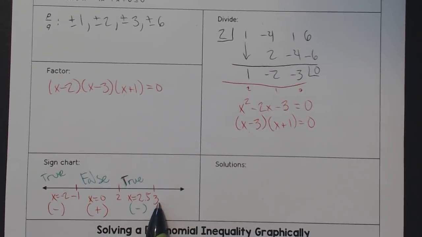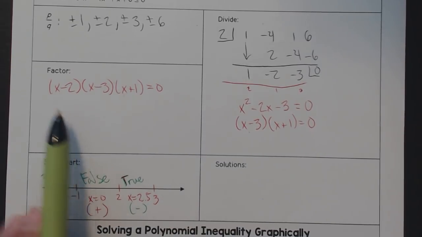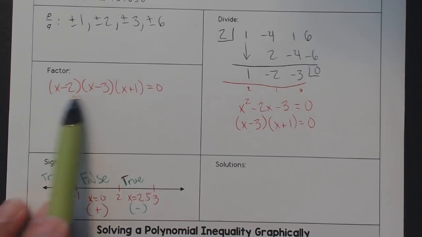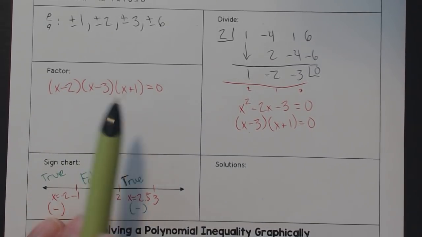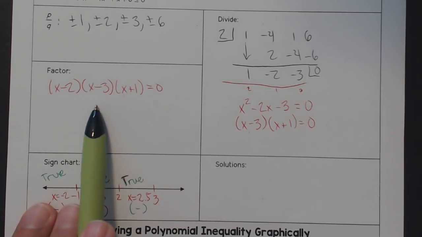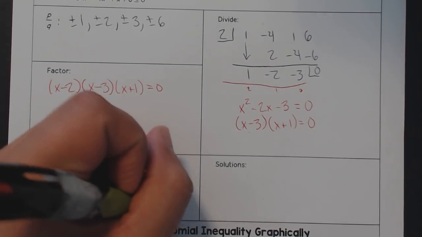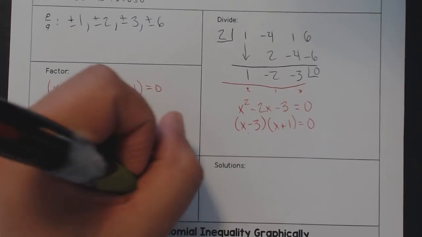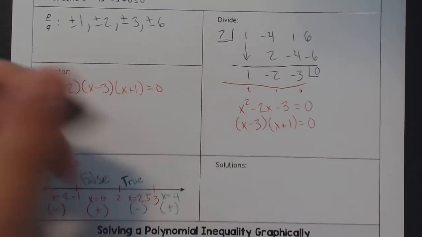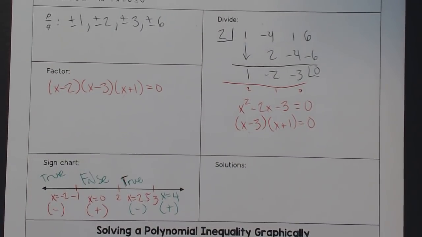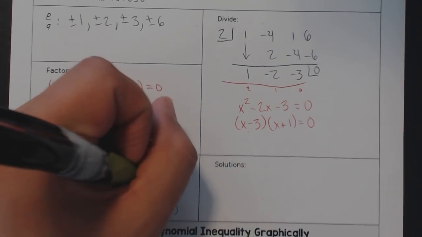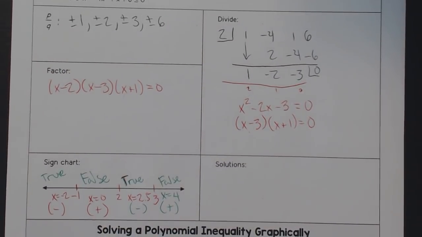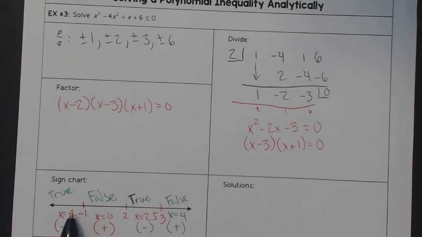We plug in something larger than 3. We can plug in 4. 4 minus 2 is positive. 4 minus 3 is positive. 4 plus 1 is positive. Positive times positive times positive. We get positive here, and that's for when x equaled 4. And since we get positive here, we can say, okay, this is a false area. So our solutions are only where we get trues, where we got the negatives.